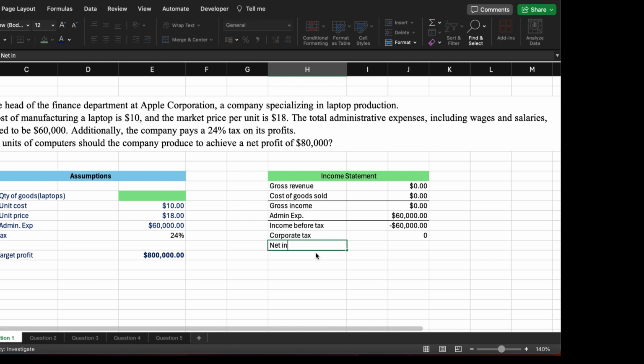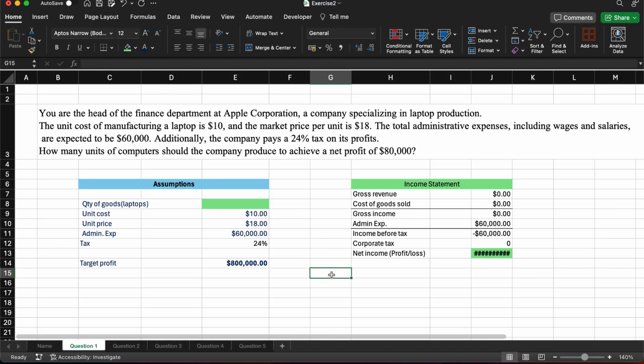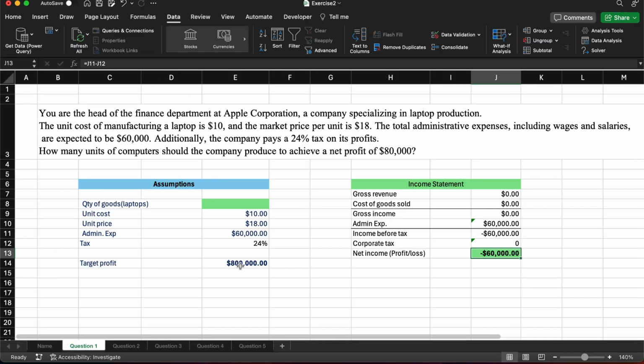And we get to our net income, which is the net profit or loss, which is income before tax less the amount of tax the company pays. So now we need to look for the quantity of goods that the company needs to sell in order to make the target profit. So what we use is the Goal Seek.